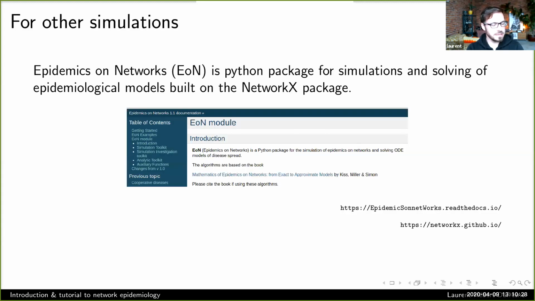The very last thing I'll say before I wrap up is that if you're interested in doing your own simulations or solving ODE models and you haven't played a lot with ODE solvers before, I just really can't recommend this enough. It's the Epidemics on Networks package that's curated by Joel Miller and colleagues. It's available for free online. It's a fast Python package that does both simulation and solving classic models.